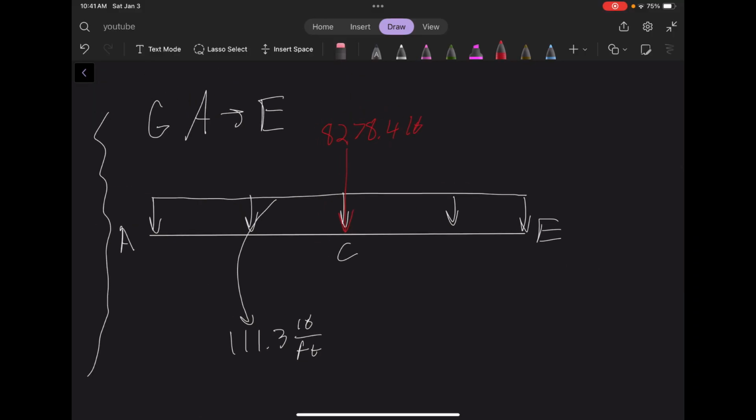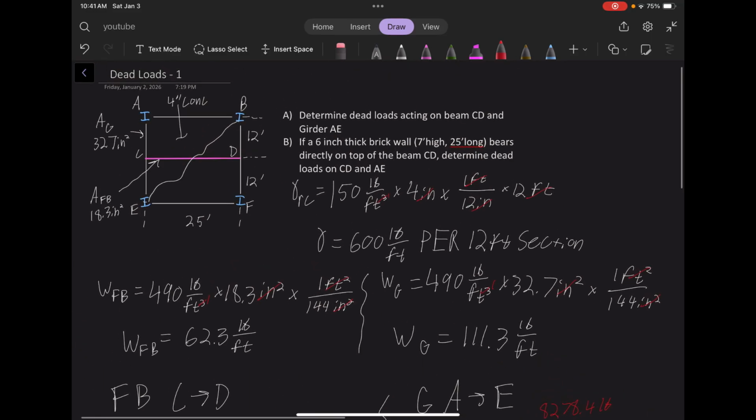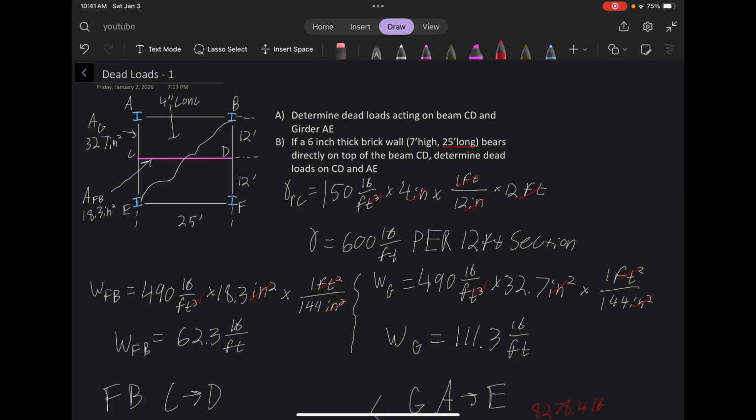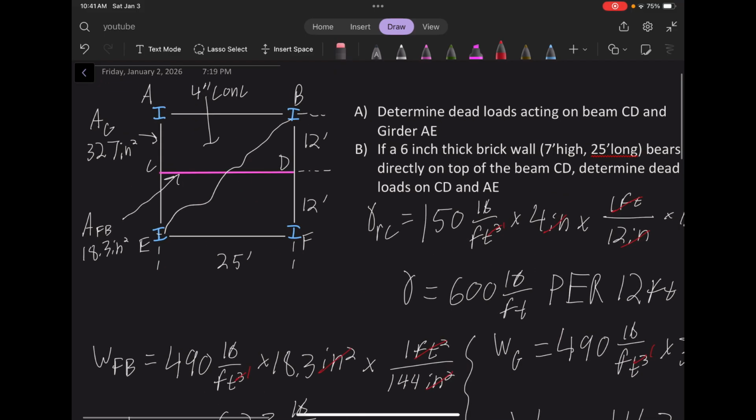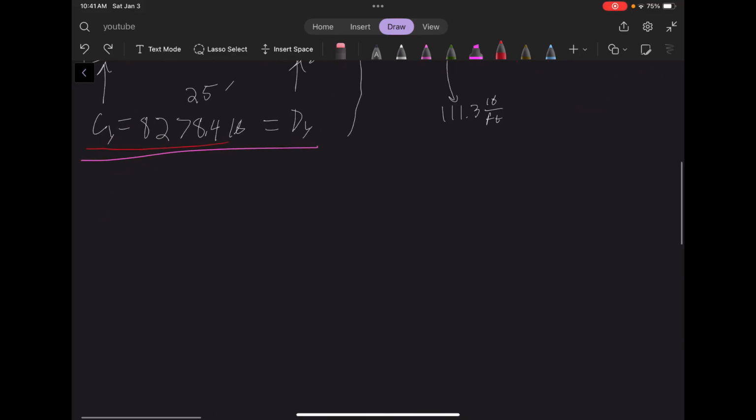But what's going on here? What's going on here? So we need to know, well, what are the forces acting on points AB and EF? And spoiler alert, they're going to be the same because they're going to have the same tributary areas. So let's take a little quick pit stop and let's do floor beam AB. You could do either AB or EF. Like I said, they're going to be the same.